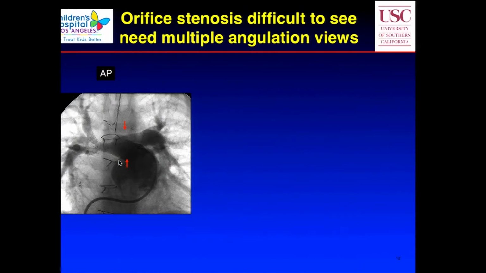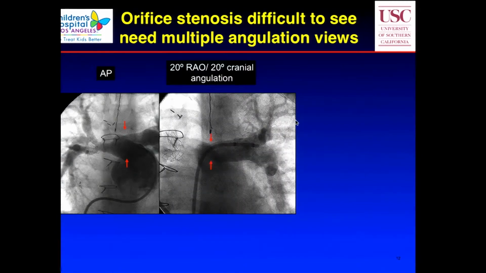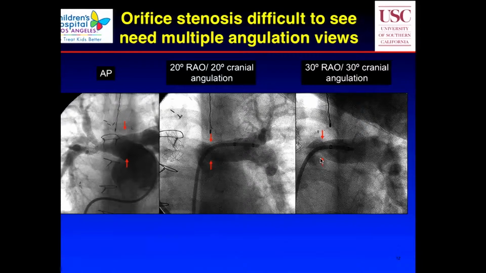Here's an example of a RPA stenosis. And if you took this picture, you might say, okay, well, it looks very good, let's go on. Until you start angulating, you realize there's another tight stenosis in the LPA orifice, which might be hidden behind the MPA. Again, you need multiple angles to make sure you understand your anatomy.